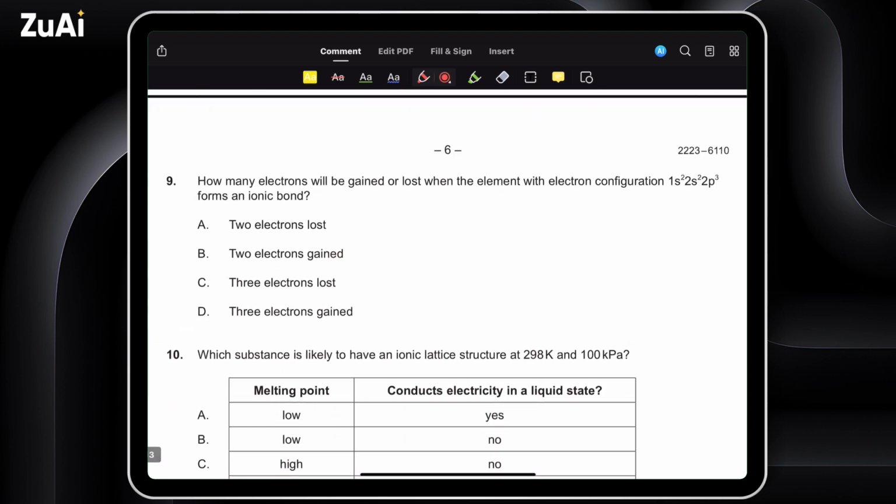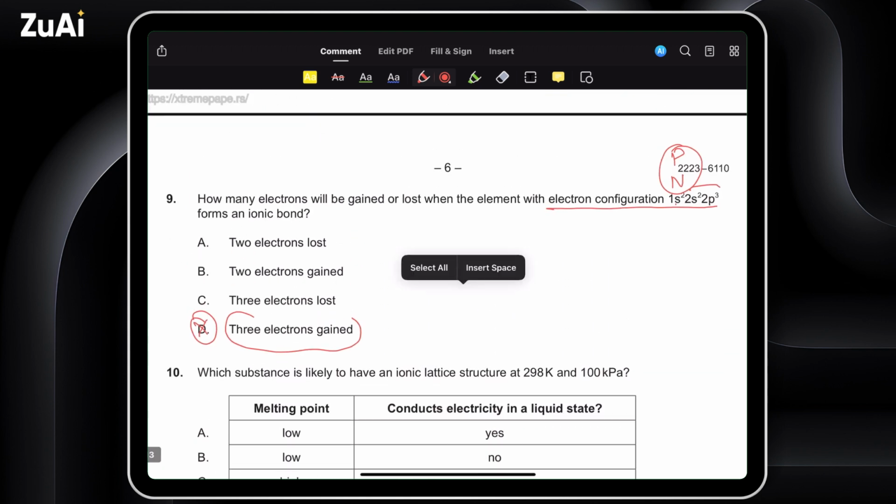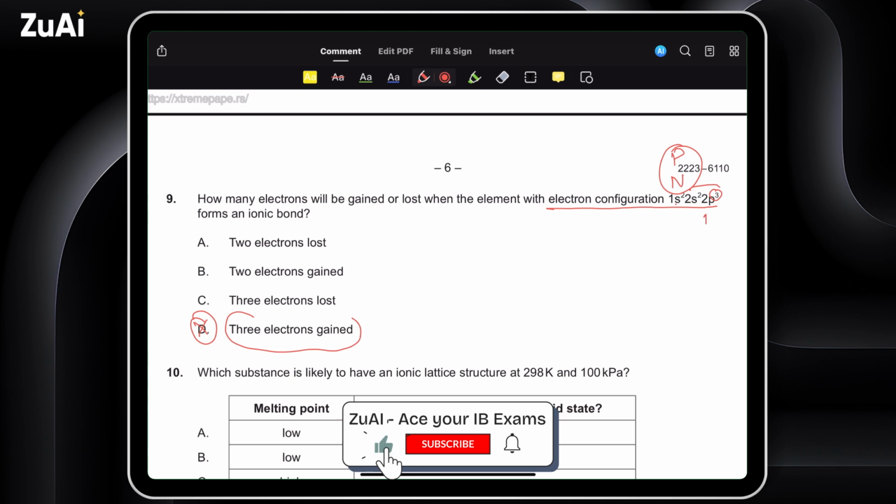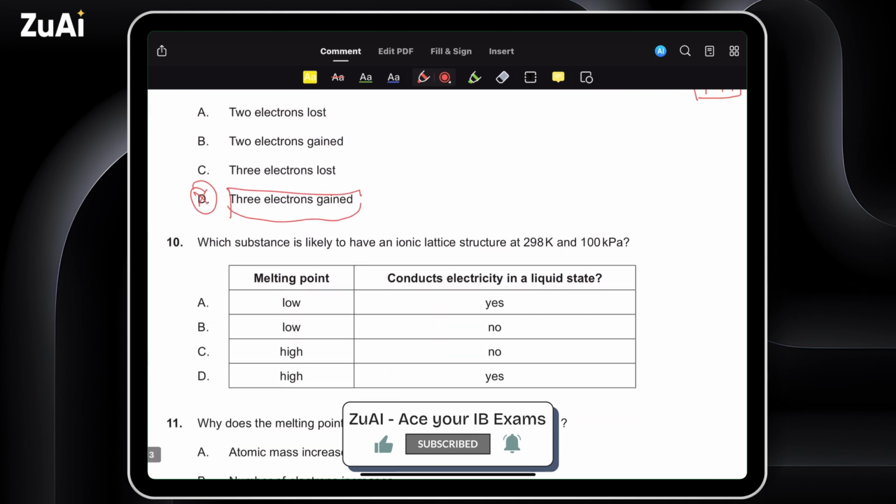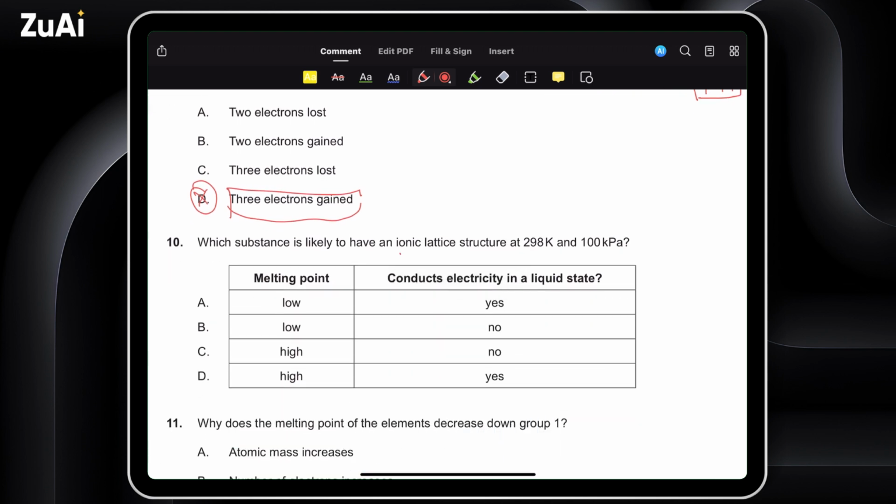How many electrons will be gained or lost when an element with this electronic configuration forms an ionic bond? In the first shell there are 2 electrons, then in the second shell there are 5 electrons. So it gains 3 electrons, because that's nitrogen or phosphorus in the fifth group. It has 5 electrons, and it has already 3 unpaired, so it needs 3 more electrons which pair up with the p orbital. That's why it gains 3 electrons.